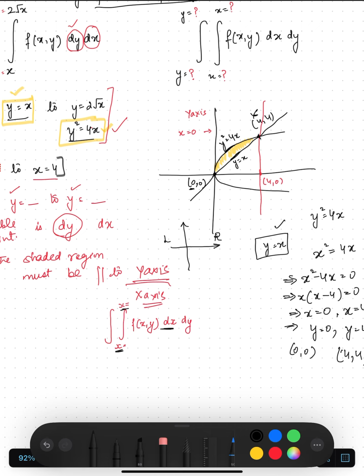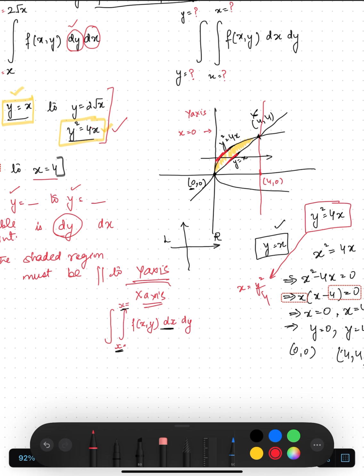That means the limits are from x to x. I will be entering the shaded region parallel to the x-axis, and that orientation is from left to right. Moving from left to right, I enter the shaded region from the parabola and leave the shaded region at the straight line. In the parabola, my equation is y square is equal to 4x, so x is basically y square upon 4. So the limit should be from the parabola to the straight line.